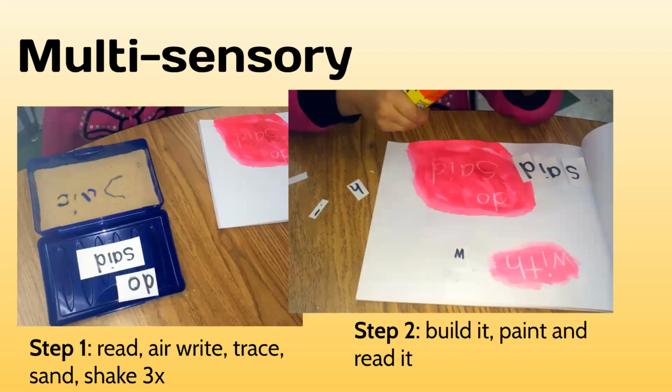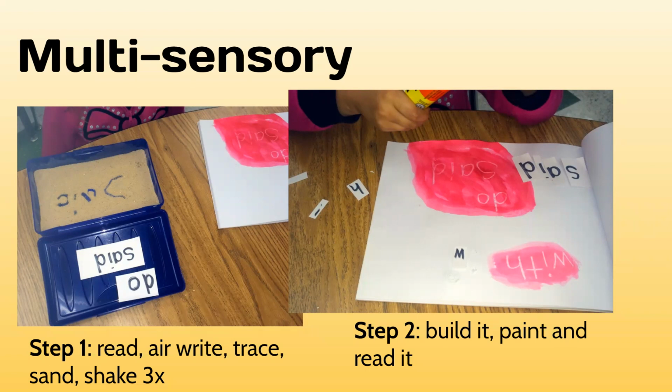Here's an example of a multisensory activity. Step 1 is to fill a pencil box with sand. The student says the word on the index card, in this example, it is "said," and then traces the word "said" in the sand.